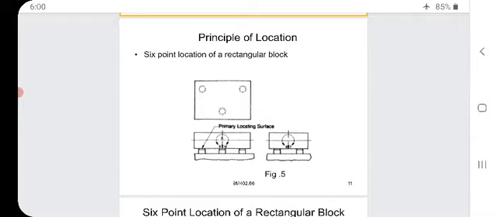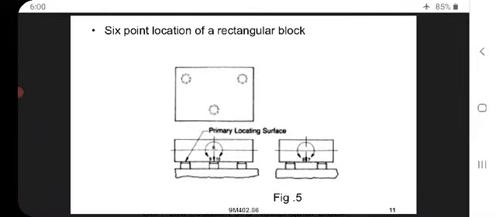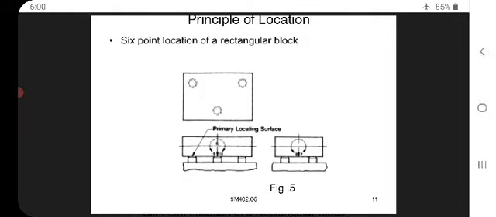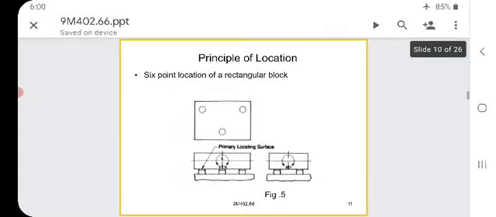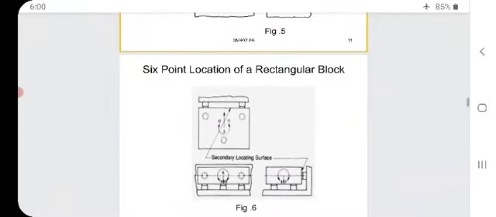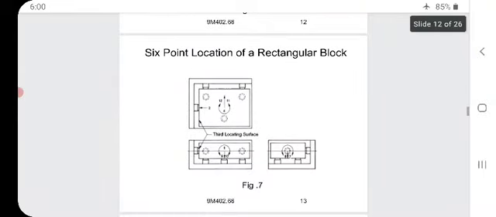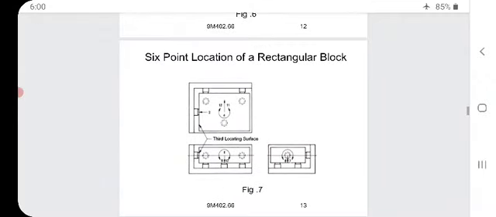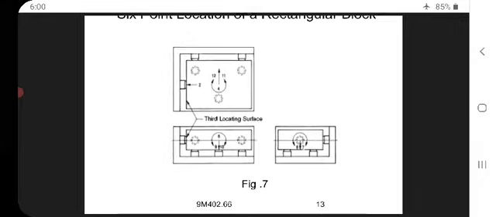Six-point location of a rectangular block. See the figure: 1, 2, 3, and at the bottom also you will see 1, 2, 3. These are the locating surfaces.